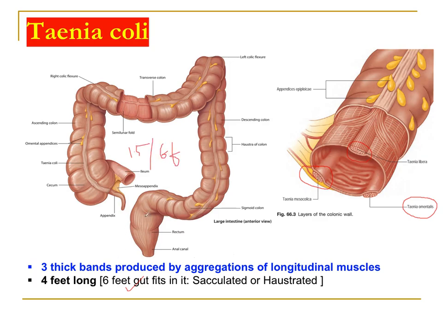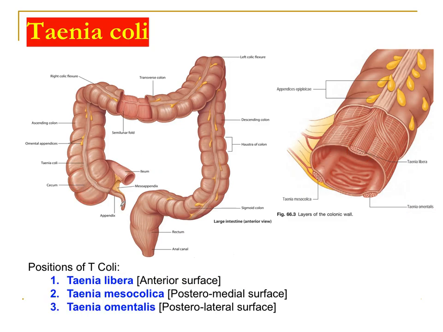So to fit the 6 feet long structure into a 4 feet long structure, there is the formation of haustration or sacculation. Just remember the position of these three tinea coli. Tinea libera is present on the anterior surface, tinea mesocolica on the posteromedial surface, and tinea omentalis on the posterolateral surface. They merge here and form the tinea coli, so combinedly we call these three structures the tinea coli.